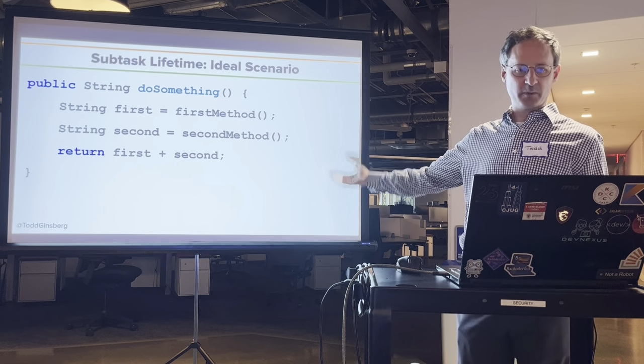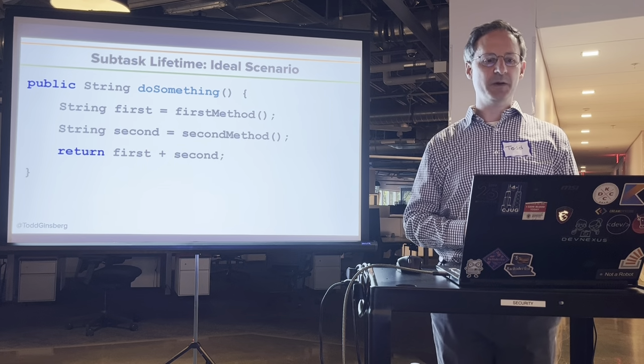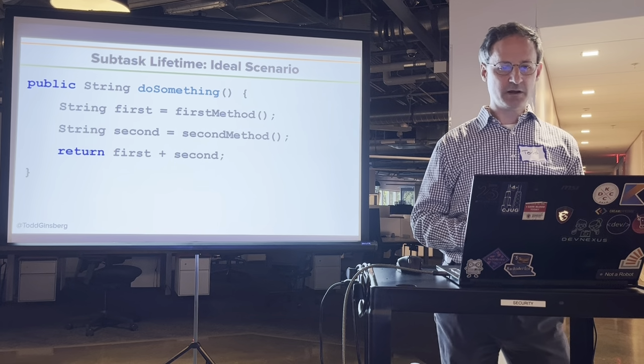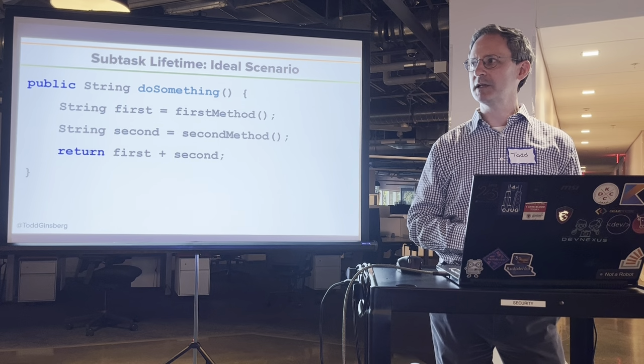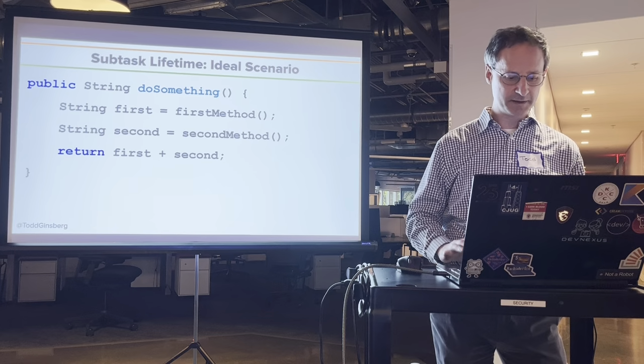So this is an ideal scenario. This is code. We've probably all written something similar to this. It's just a method called do something. It calls the first method, it gets a result. It calls the second method, it gets a result. It puts those together and it returns them. I'm not trying to trick you. There's nothing fancy about this.